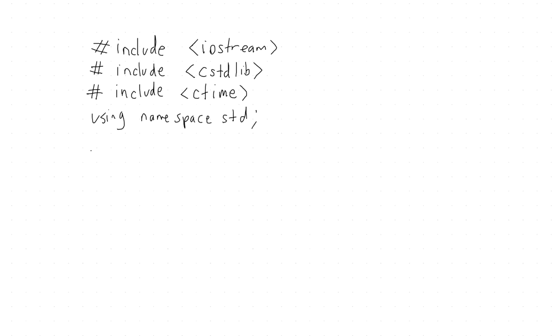Int main. Okay, so the first thing that you can do when you're doing something with random numbers is you can seed your function. So srand is a function that lets you seed it. And then you want to use the time function from the ctime library and pass 0 in.